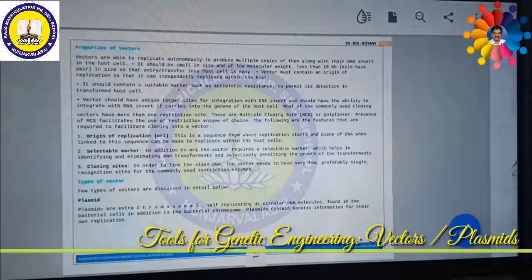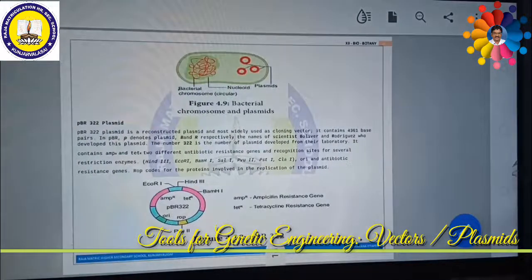Next we are going to see various types of vectors. There are natural vectors, and synthetic vectors which are produced in the laboratory; plasmids are also produced in the laboratory. In the earlier picture we saw what a plasmid is. A plasmid is extra chromosomal DNA inside the bacteria, apart from the regular hereditary chromosome. This extra chromosomal DNA, which is in a circular, double stranded form and present inside the bacteria, is called a plasmid. This plasmid is used for recombinant DNA technology.